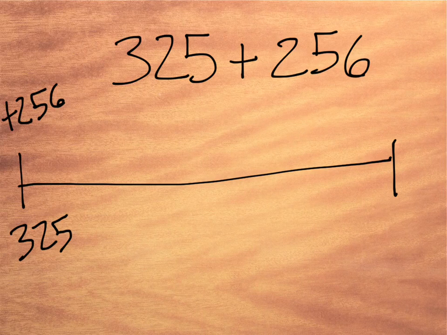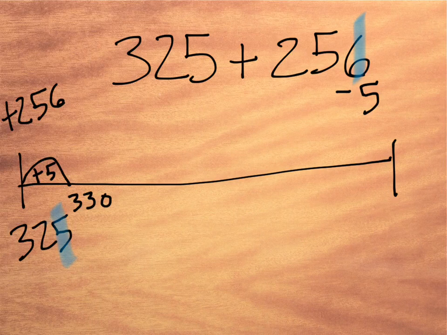And I'm going to start off adding my ones place, 6 and 5. But instead of adding the whole ones place, I'm going to take out 5, because that will make a 10, which is a friendly number for me. So, my first jump is going to be plus 5, which would give me 330.